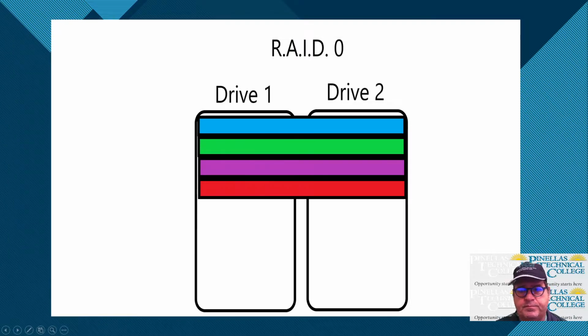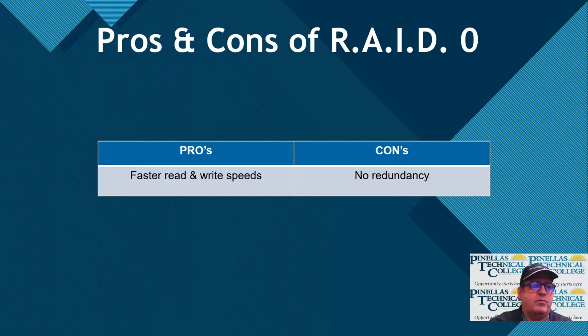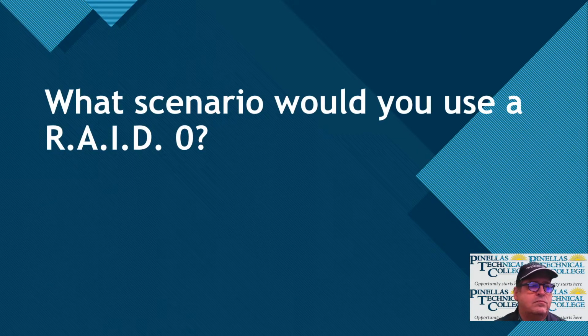So the main benefit of RAID 0 is speed. We'll see that here with the pros and cons of RAID 0. It has faster read and write speeds, but the con is no redundancy, no kind of backup. In what scenario would you use a RAID 0? The only time I've actually ever installed a RAID 0 was setting up a gaming rig. Most of the time, your progress is saved online, at least on PC games, so you don't have to worry about losing data, but you do want as much speed as you can.